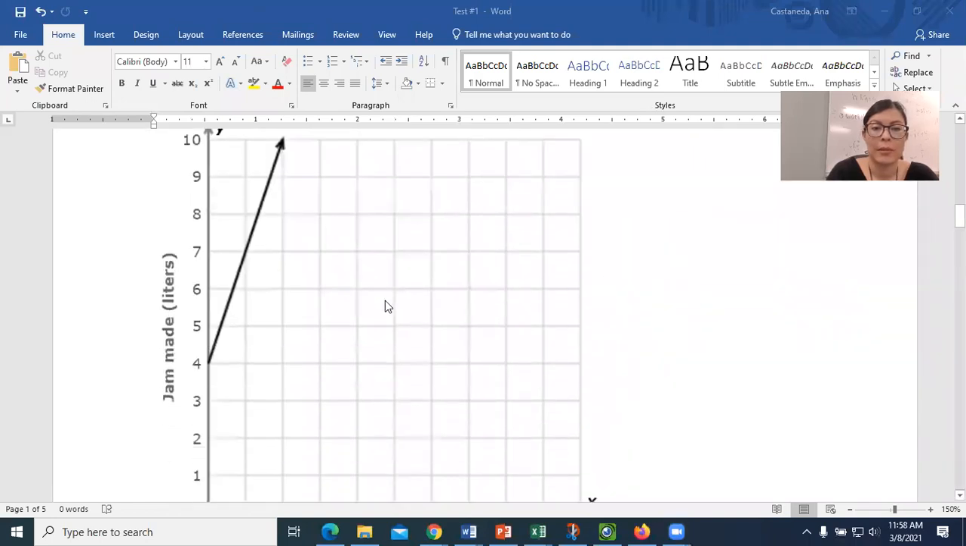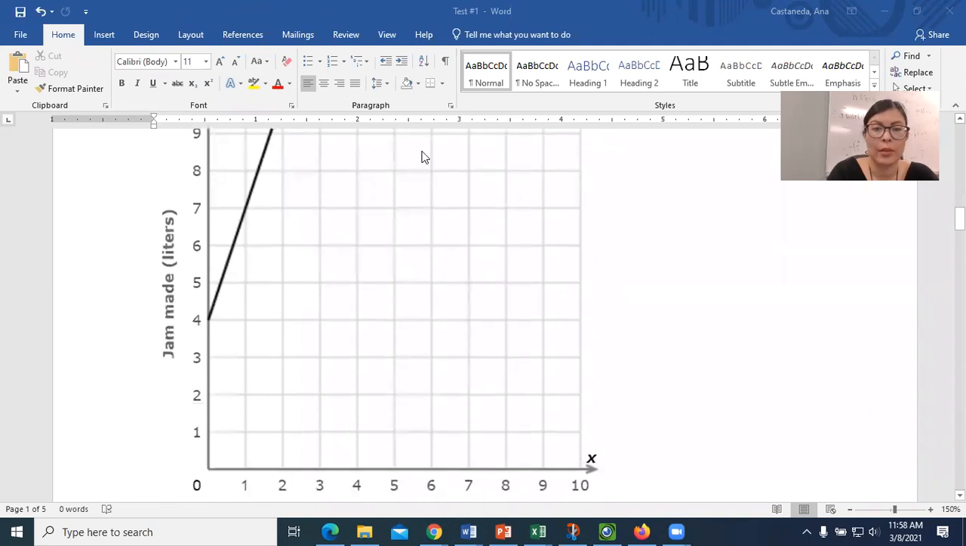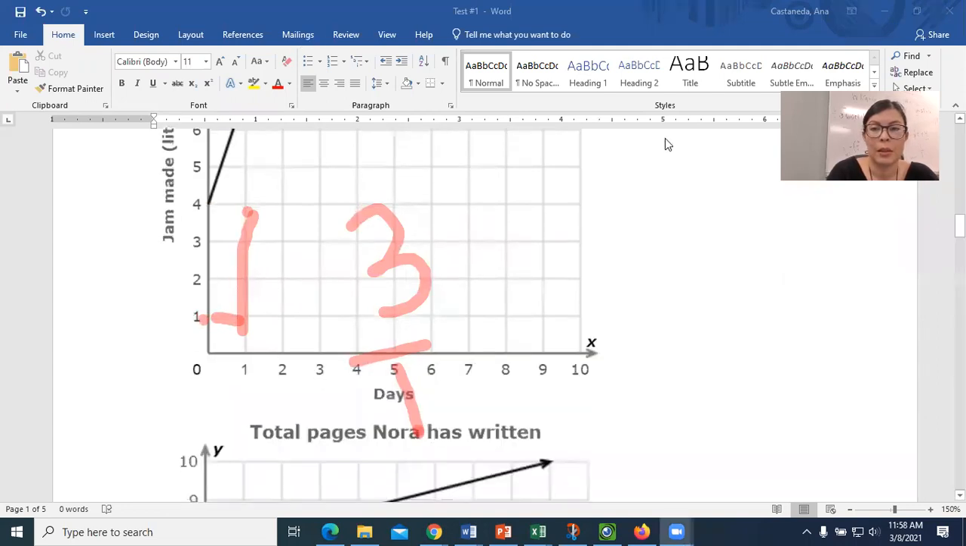Right here, same thing. You pick 2 points, rise over run. There's a point. There's a point. It rises 3/1, 3/1, or just 3. Okay, let me clear my drawings.